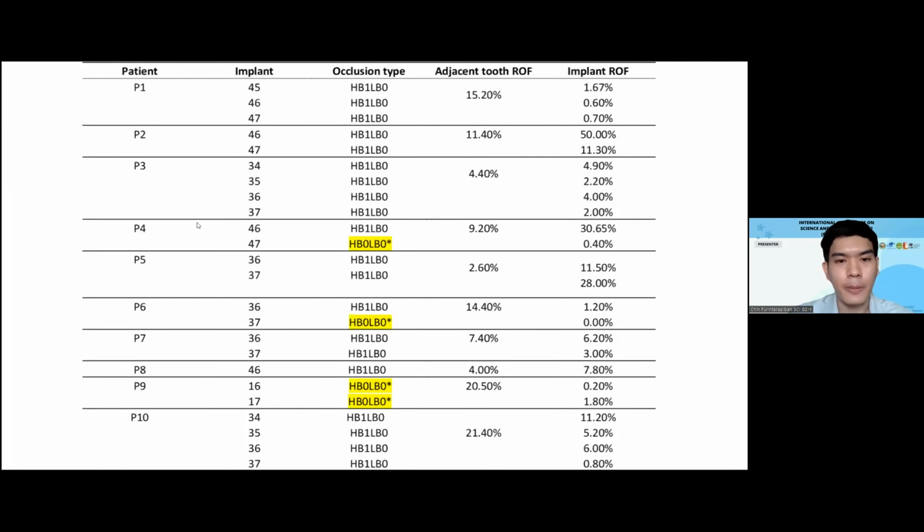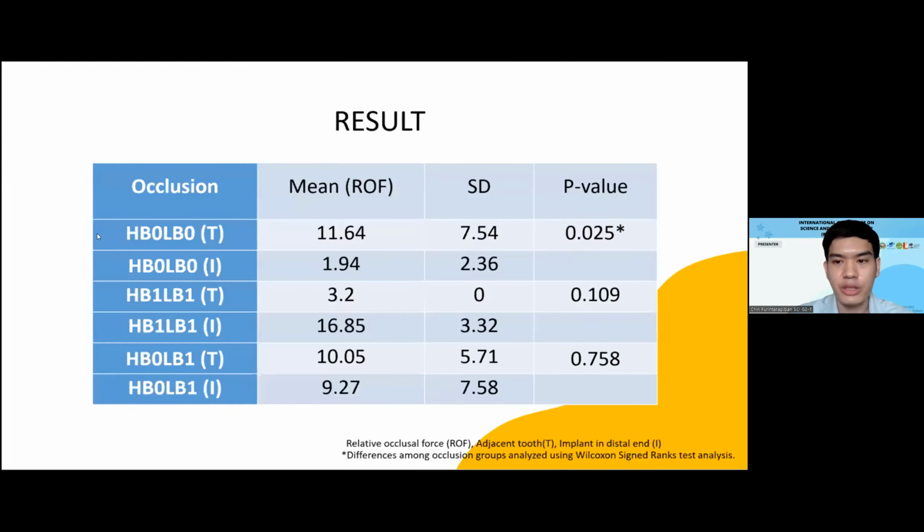There was a significant difference between the adjacent tooth and the distal end implant in the HB0 and LB0 group. Other than that, it's not significantly different. The null hypothesis was that there is no difference in the relative occlusal force of distal end implants and the natural tooth mesial to them. Within the limitation of static maximum intercuspation bite, the null hypothesis was accepted in the HB1 LB0, HB1 LB1 groups, and rejected in the HB0 and LB0 group.